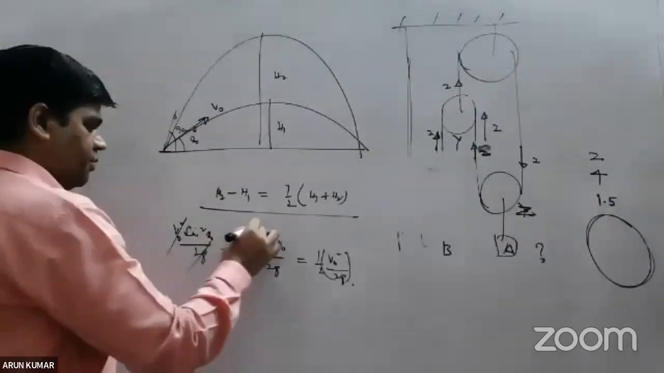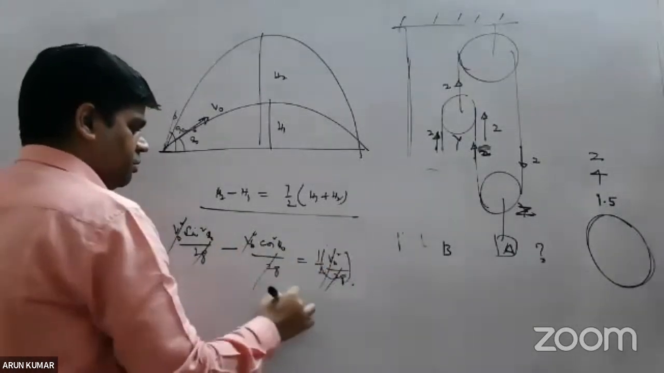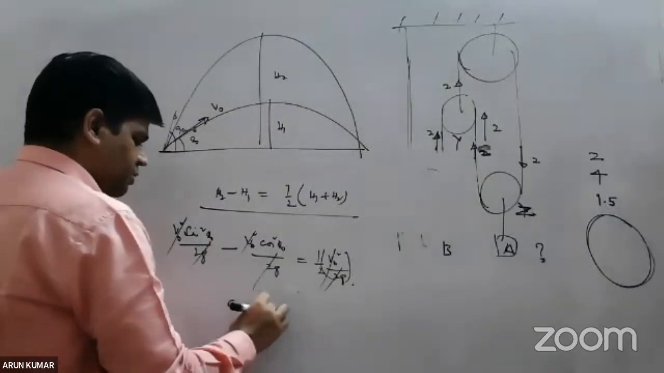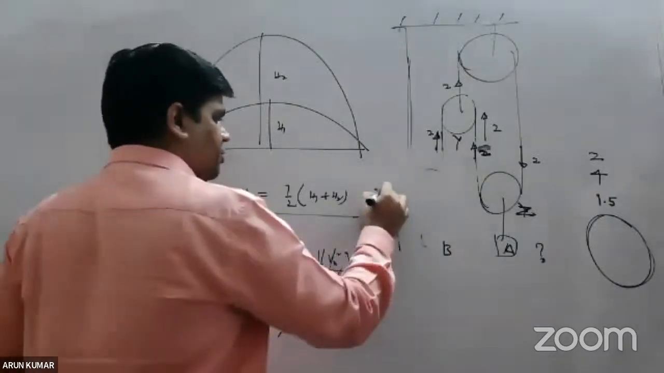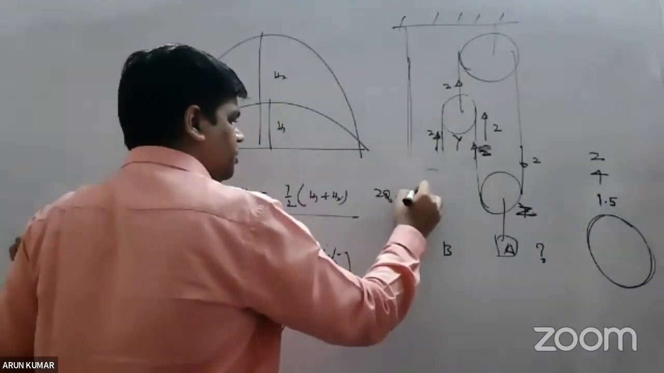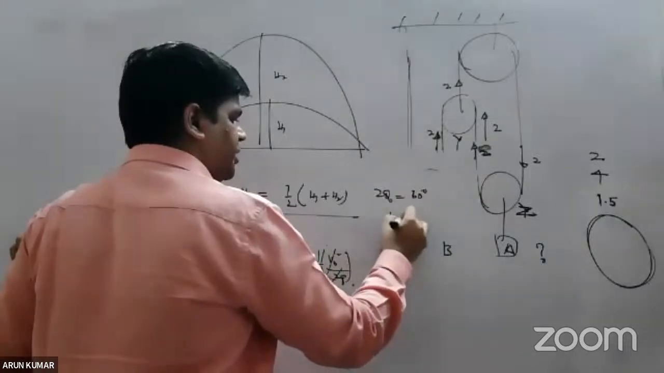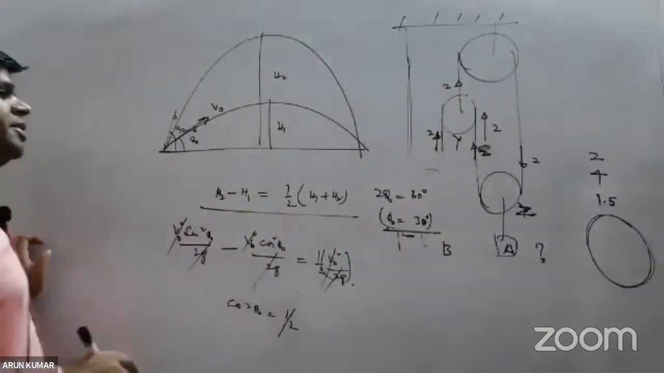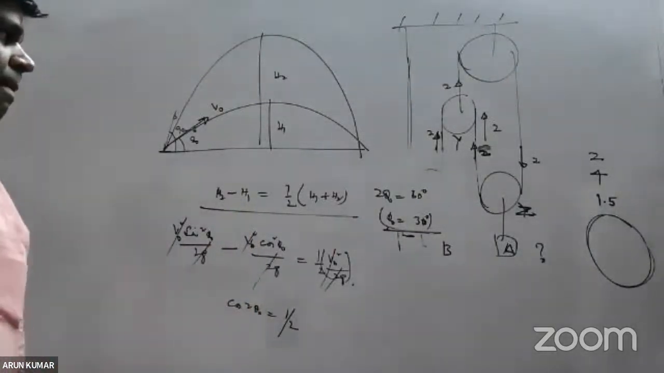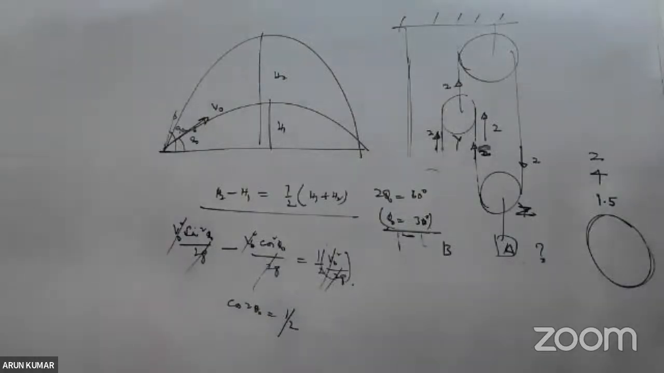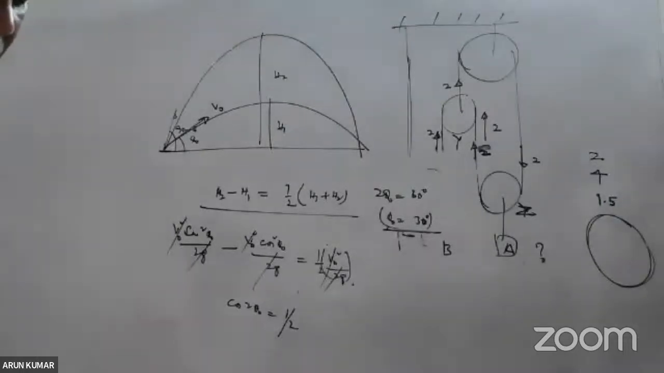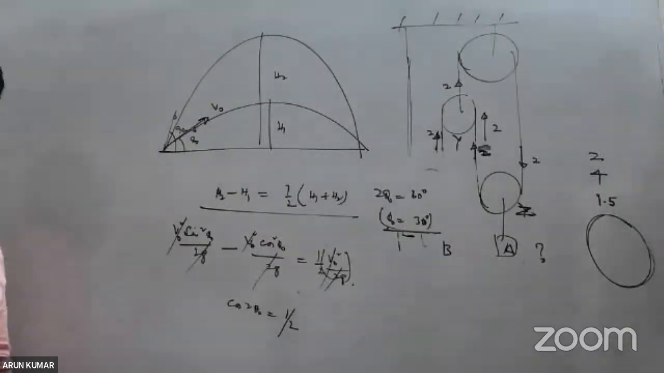So V naught square by 2g gets cancelled out. Sine square theta minus cos square theta is half. That is nothing but cos 2 theta is equal to half. That means 2 theta is equal to 60 degrees. Theta is equal to 30 degrees. If one angle is 30, the other is the complementary angle. So the angles will be 30 and 60. I hope this is clear. The one who asked. Yes. Okay.